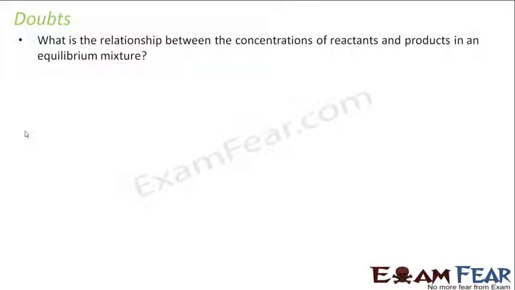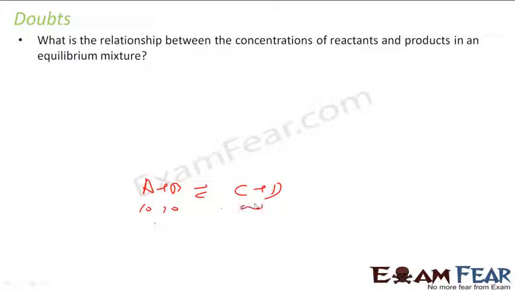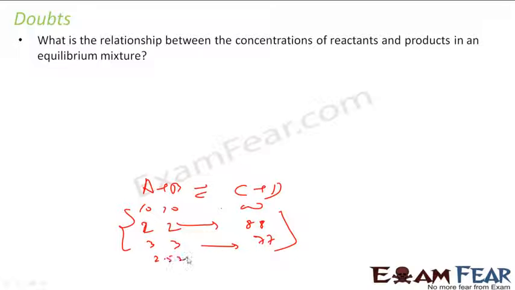So we discussed a lot about equilibrium, but we have certain doubts. The first doubt is, what is the relationship between the concentration of reactant and product at equilibrium? For example, I have A plus B giving C and D. If I start with 10 and 10, at equilibrium, will it be 2, 2, 8, 8 or will it be 3, 3, 7, 7? I don't know. What determines whether it will be 3 and 7, 2 and 8, or 2.5 and 7.5? What are the factors which determine this?